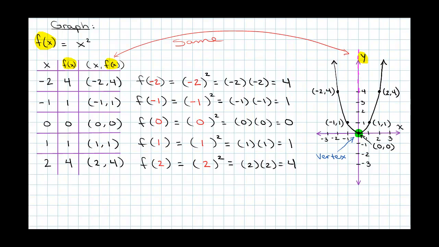If you notice, the parabola is symmetrical. There is this imaginary line of symmetry that goes down the very middle right through the vertex. This we call the axis of symmetry. The equation of this line is x equal to 0. It's always going to be the x value of your vertex.